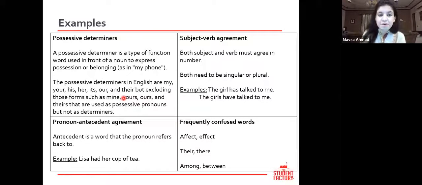So this is very important that you keep this in mind. Next, we have pronoun antecedent agreement. Antecedent is basically a word that the pronoun refers back to. For example, Lisa had her cup of tea.